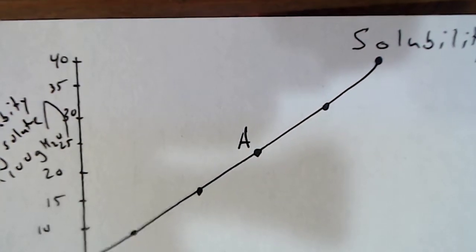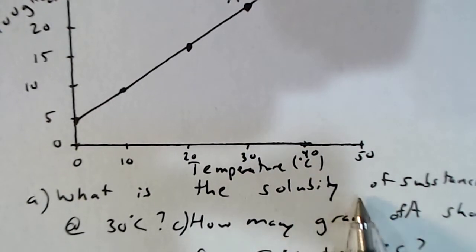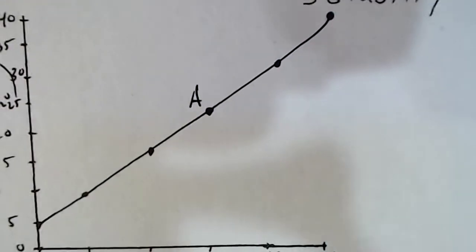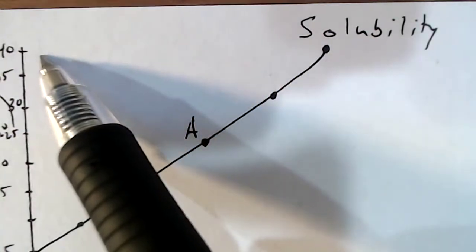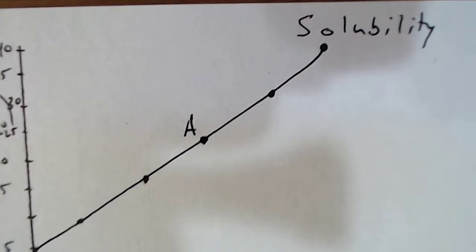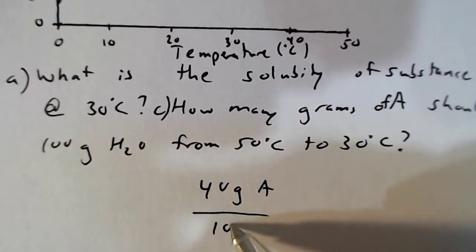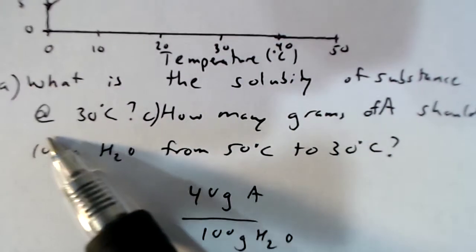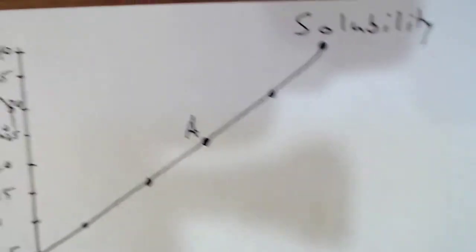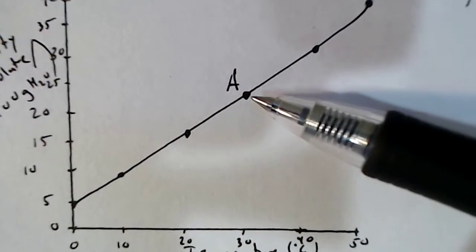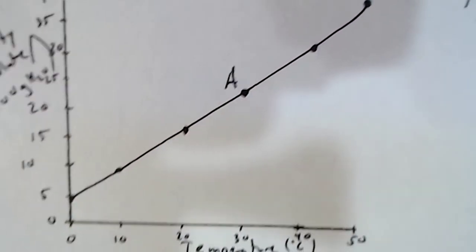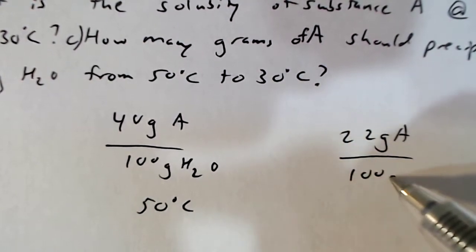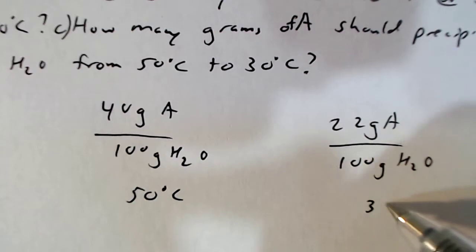So here's our first question. What is the solubility of substance A at 50 degrees Celsius? All right, so we just said that. For that 50 degree mark, it was 40 grams of A per 100 grams of water at 50 degrees Celsius. And then for the next question, what's the solubility at 30 degrees? So we have our 30 degree mark, and you can dissolve 22 grams of A in 100 grams of water at 30 degrees Celsius.